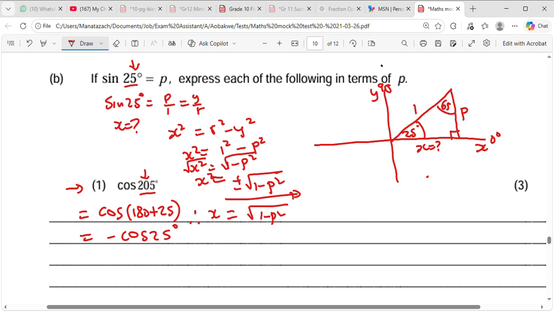Now that the angles are the same, they're both 25s, I will come back here. Remember, our x is the square root of 1 minus p squared. So I will say cos of 25 is adjacent side, which is minus the square root of 1 minus p squared, divided by r. Or I can just say the answer is minus the square root of 1 minus p squared. So that is it.